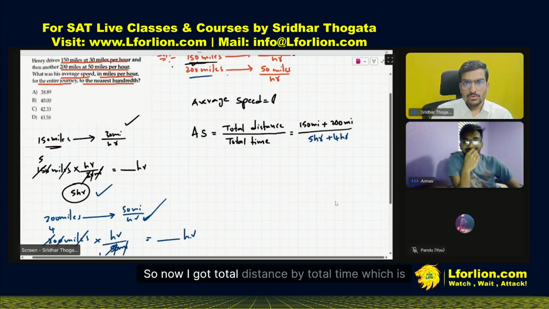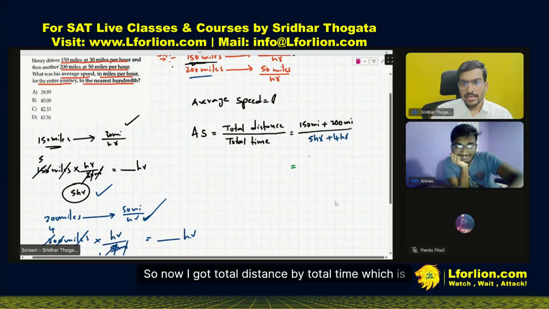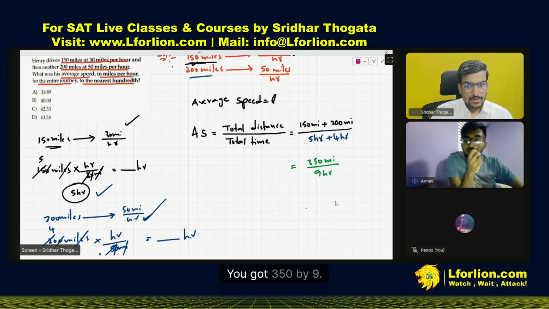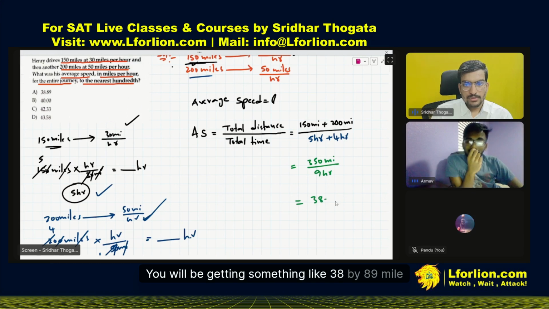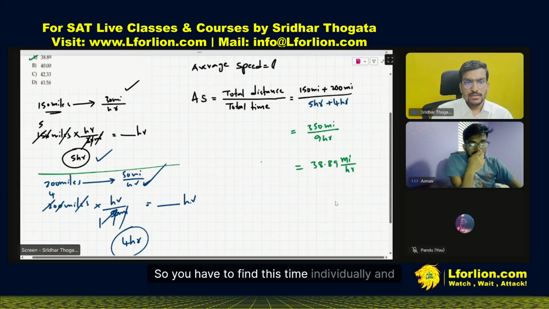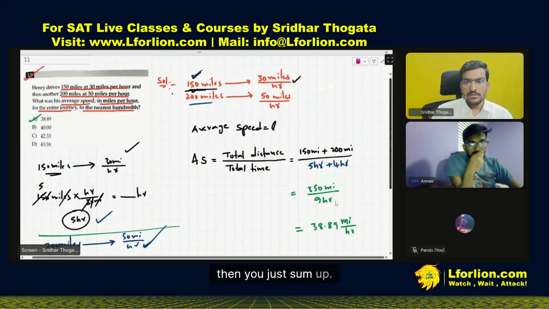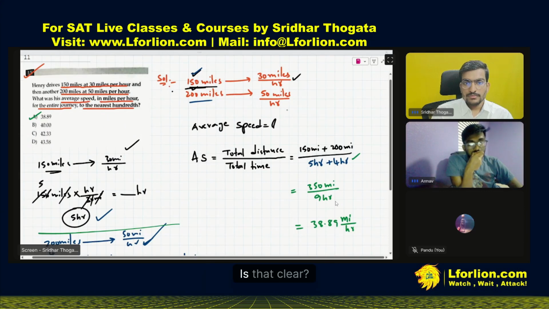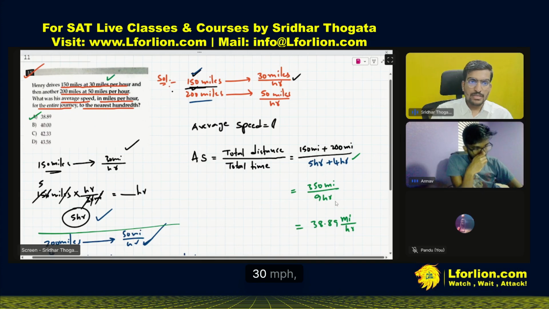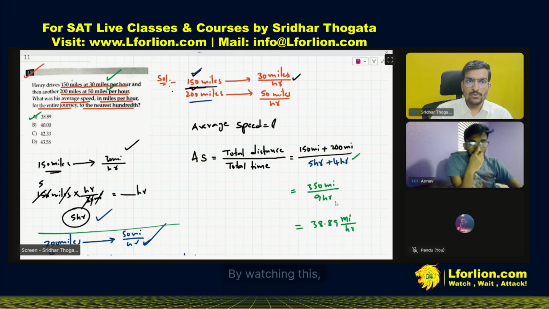So now I got total distance by total time, which is 350 miles per 9 hours. Option A is the answer. We got 350 by 9, you will be getting something like 38 point 8 9 miles per hour, which is option A. So you have to find this time individually and then you just sum up, you'll get the solution. Is that clear? This is what they'll give, like for rate problems, 30 miles per hour, 50 miles per hour. By watching this, you need to understand this is a rate problem, per hour things.